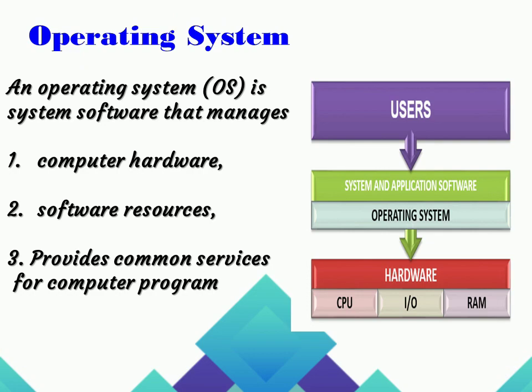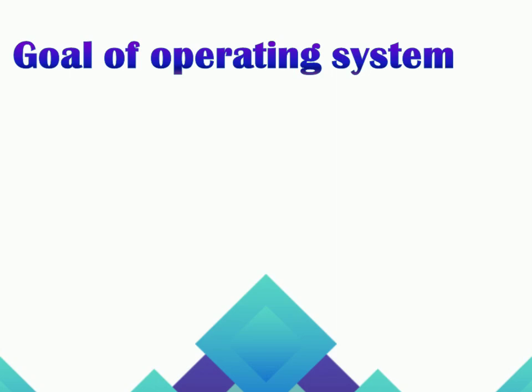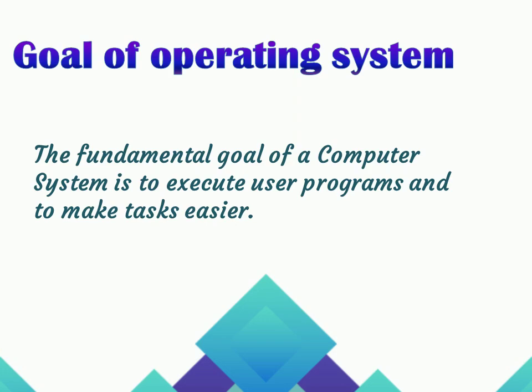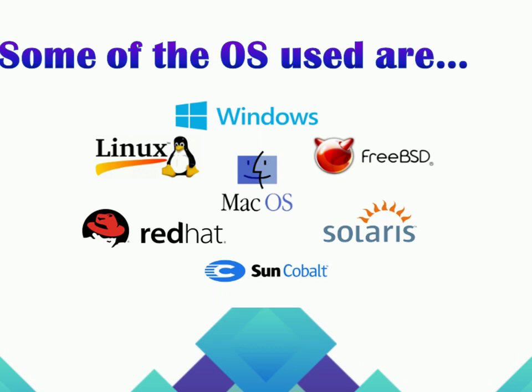So here is a picture. The OS will act as an interface between user and the software. Let me show the main goals of OS. It is to execute user programs and to make the task easier. Here are some OS used by us. Actually many OS are used, but I listed only a few: Linux, Mac OS, Windows, Solaris, etc.